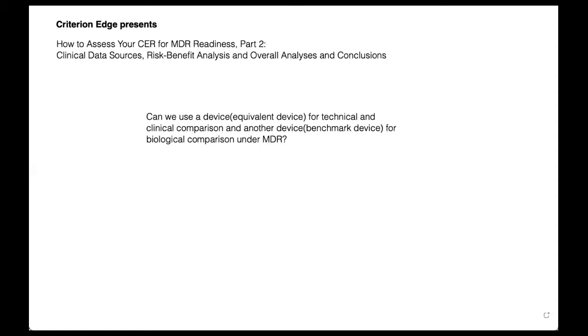So I'm going to say a couple of things. The devices that you're establishing equivalence between must all be included in that CER. So if I take the second part of that question, which is another device, a benchmark device for biological comparison under the MDR, and I assume that benchmark device is not included in the CER as part of the product family under evaluation, then in our experience, no. You cannot use that as part of your equivalence.